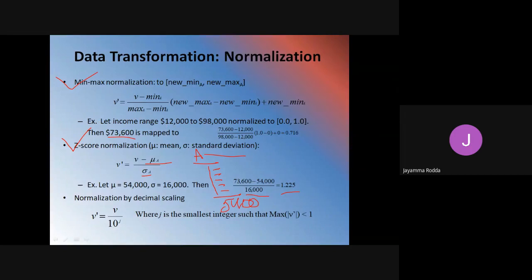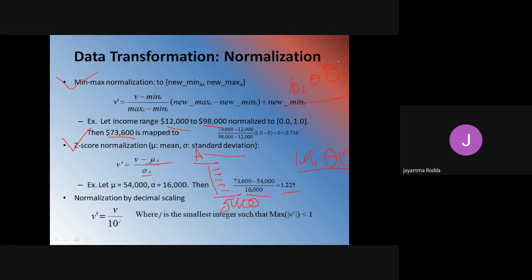So if it is 12,000 minimum value and 98,000 maximum value, and I happen to find another value, 101,000, it will be considered an outlier, a value beyond that range. Or below this, if I happen to have 10,000 income, this is also an outlier. So a value within the range will be considered a proper value. A value beyond the given specified range is called an outlier. So when there are outliers dominating this particular range, then we can use the Z-score normalization.